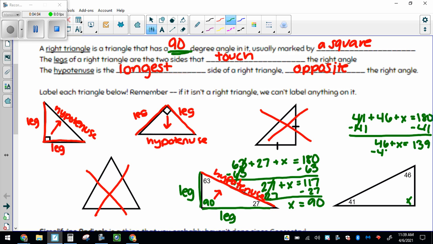Subtract 46 from both sides. And we get that X equals 93. So this angle down here in the corner is 93 degrees. Now, this one is not a right triangle. A right triangle has to have 90 degrees exactly. This guy is not a right triangle, so we can't label anything in it.